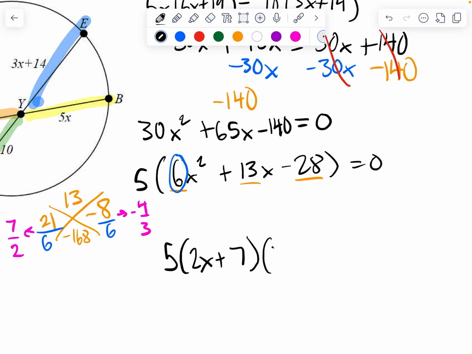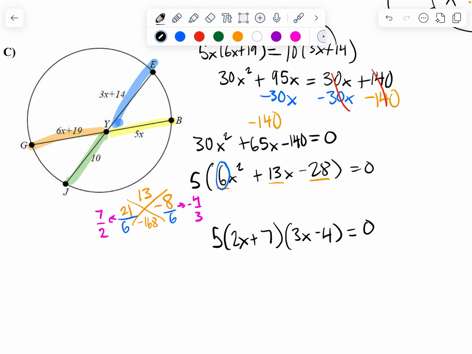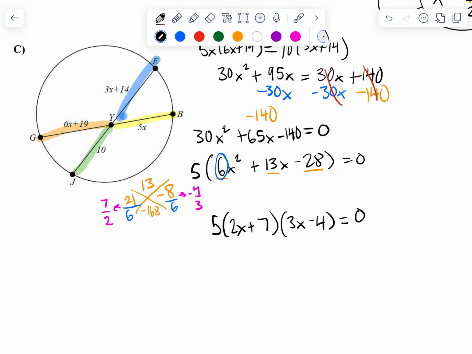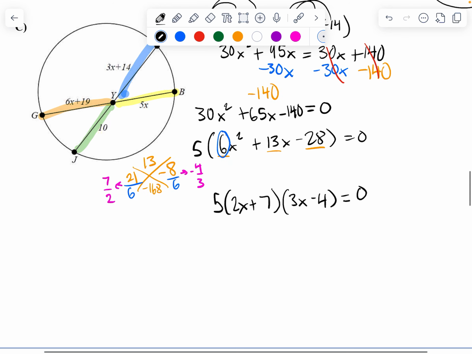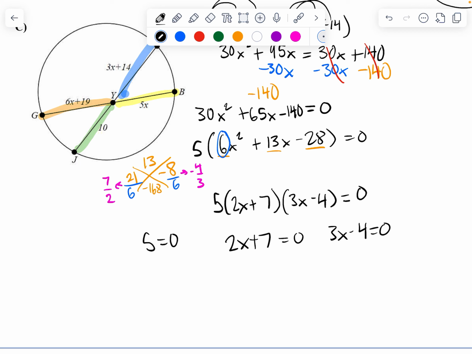Same thing, 3x minus 4 equals 0. So factored, yay! And if factoring is not your cup of tea, quadratic formula or complete the square. All right, and then you set your factors to 0, so 2x plus 7 equals 0, 3x minus 4 equals 0. Notice I didn't set 5 to 0 because if I tried to, is there any x for you to solve for? No, right? That doesn't give you any solutions. 5 equals 0 is not true, so there we go.